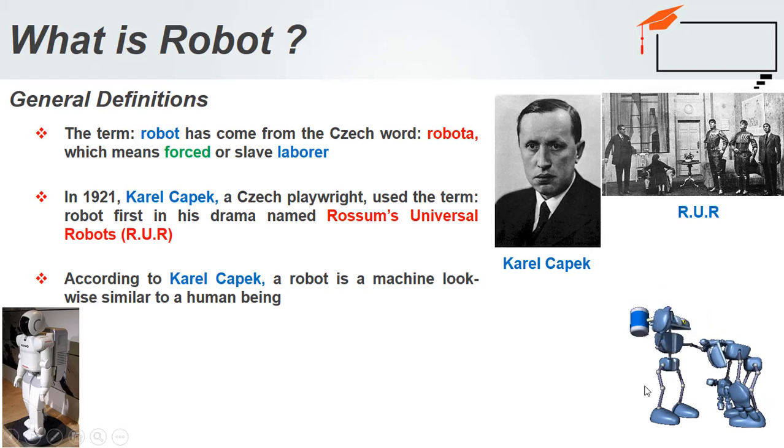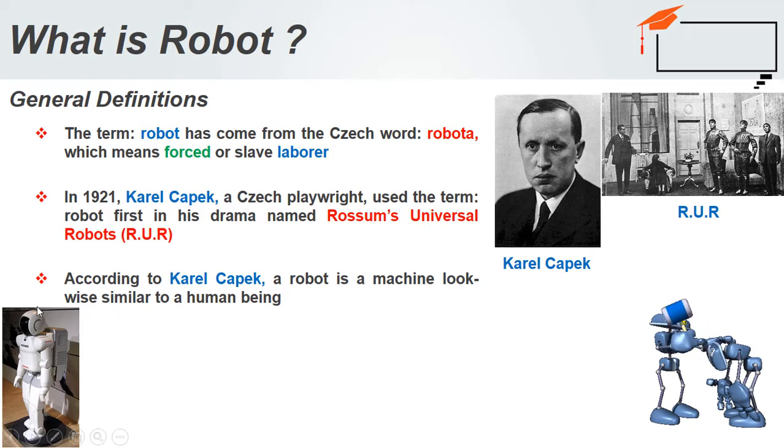So next is what is a robot. This is the first topic, which covers the general definition of a robot. The term robot has come from the Czech word robota, which means forced or slave laborer. In 1921, Karel Čapek, a Czech playwright, first used the term robot in his drama named Rossum's Universal Robots. According to Karel Čapek, a robot is a machine similar in looks to a human being.